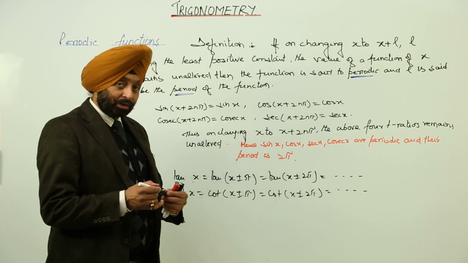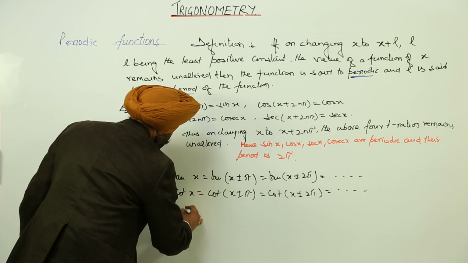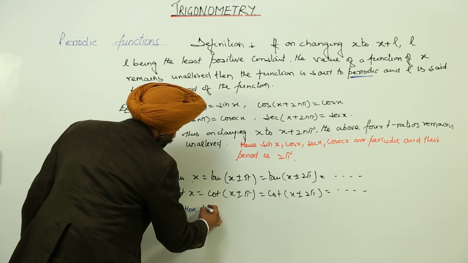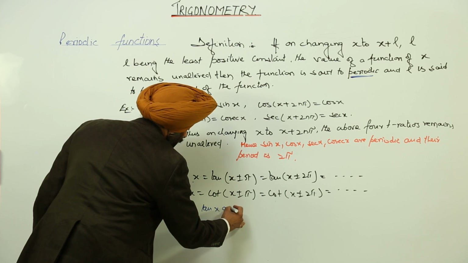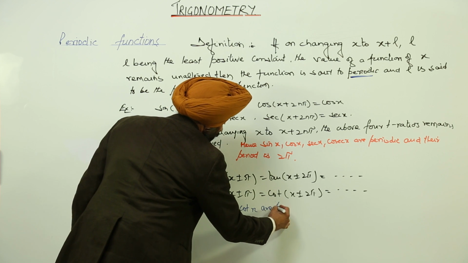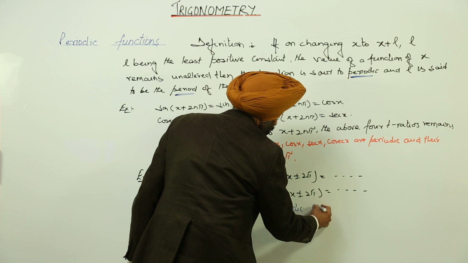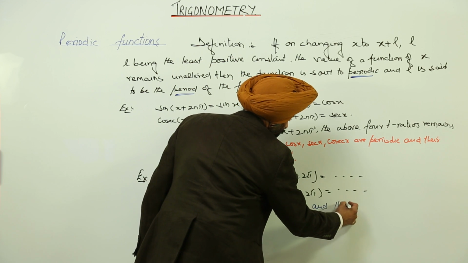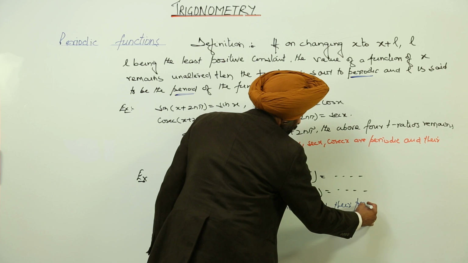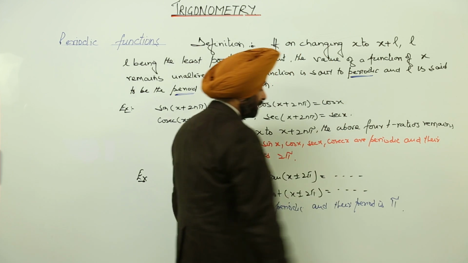Now here tan x and cot x are periodic, and their period is pi. Here their period is pi.